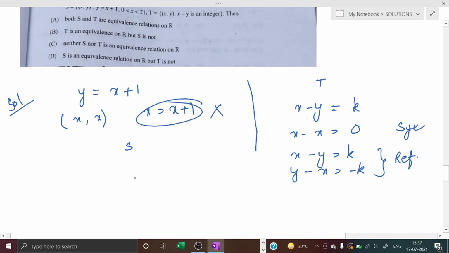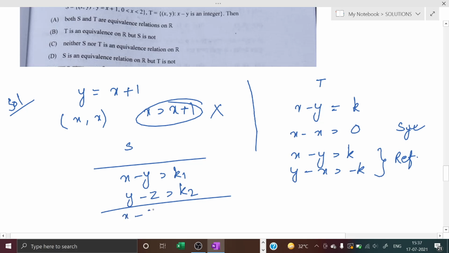And the last one, x minus y equals k1, suppose one integer, and y minus z equals another integer k2. Then x minus z is also an integer. If we add these two, it is also an integer. Sum of two integers is an integer. So this is transitive, and T is an equivalence relation. T is an equivalence relation on R, but S is not. Option B is correct. Okay, so option B.